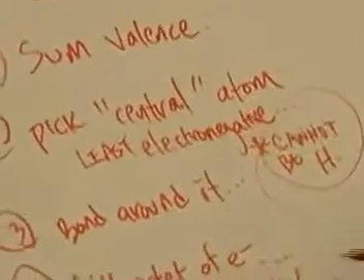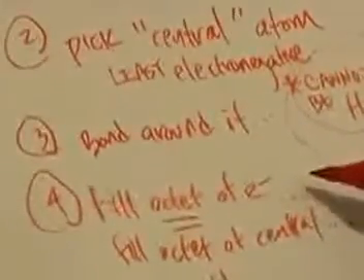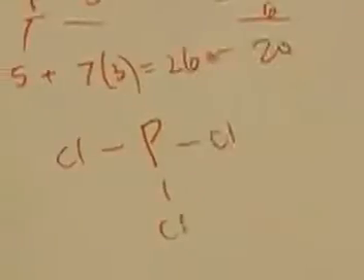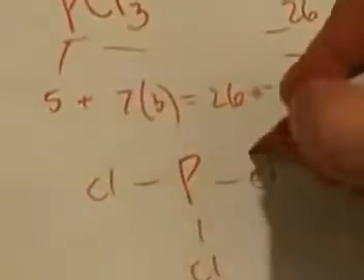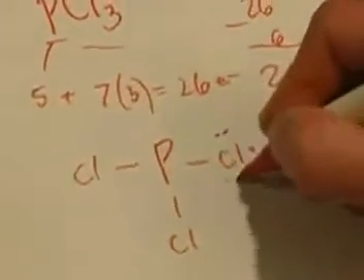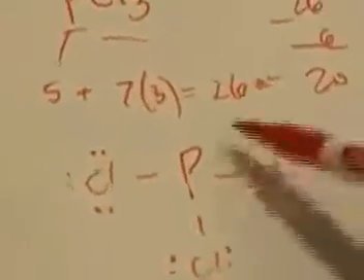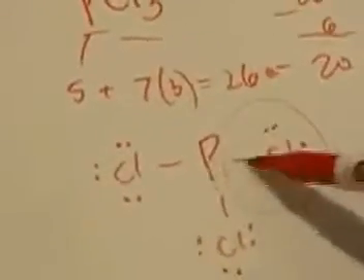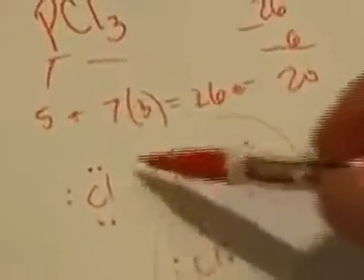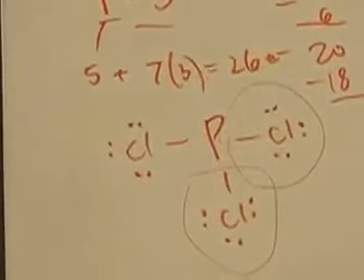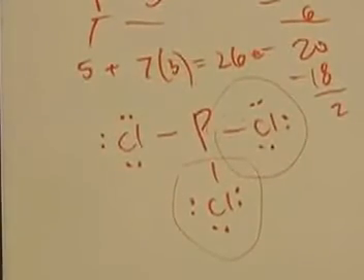Step number 4, fill the octet. Fill the octet of electrons and fill the octet of the central atom. Octet meaning 8 electrons around each because it wants to have a noble gas configuration. So 2, 4, 6, 8, 10, 12, 14, 16, 18. 18 electrons used to fill the octets of each one of the chlorine atoms, because remember there's 2 of them in each bond. Subtract 18 now from 20, because I had 20 electrons remaining. I've got 2 left over.